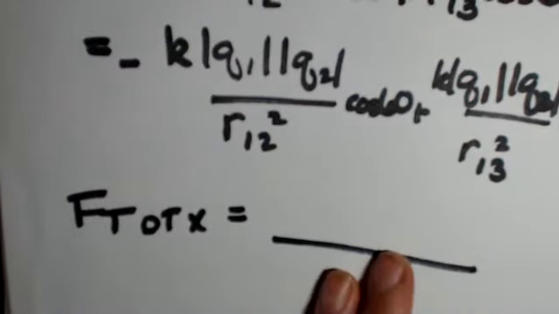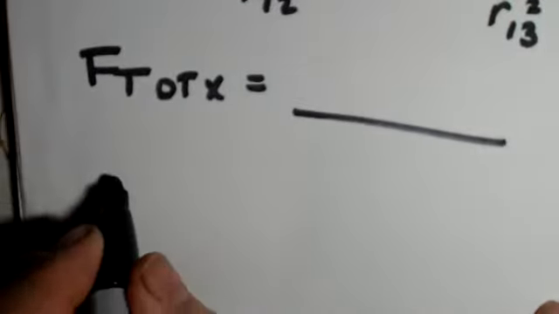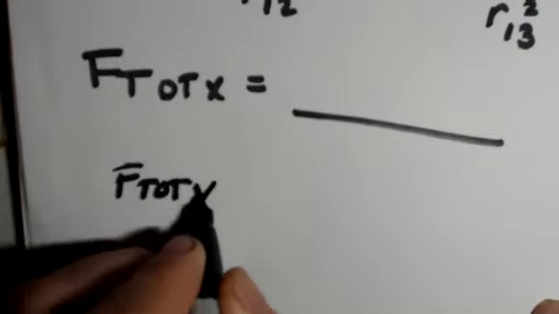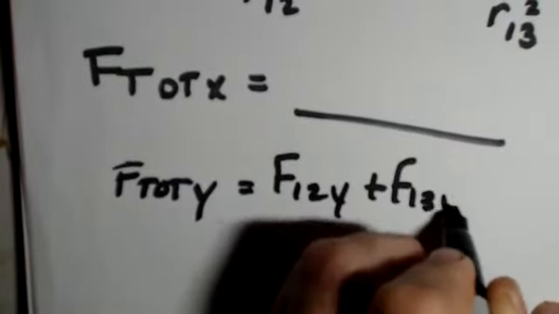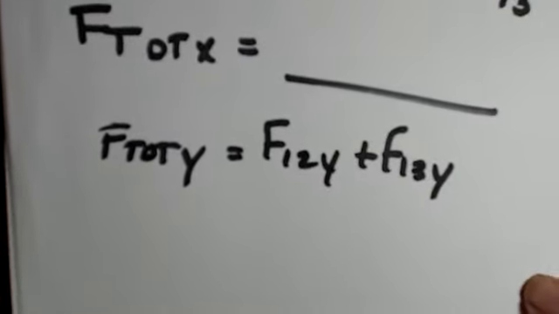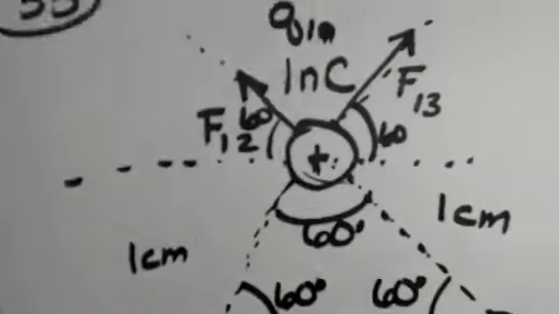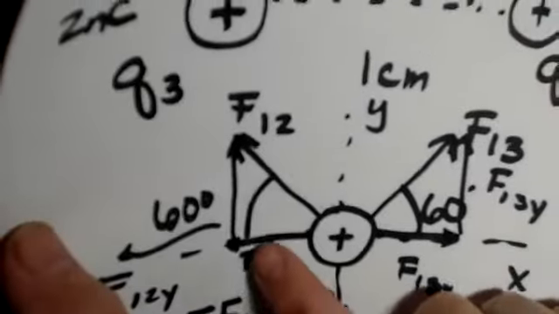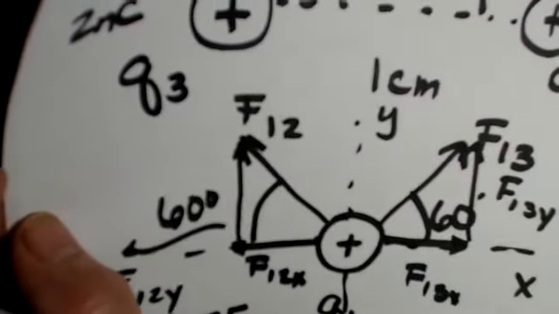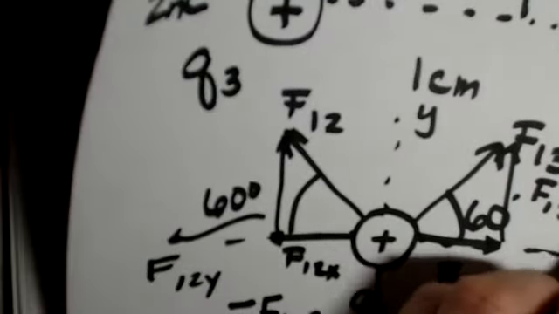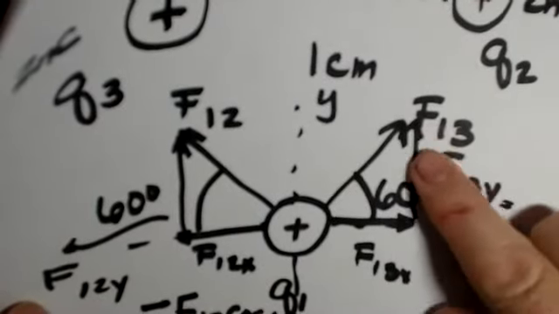Now, I'm going to do the same thing for the Y direction. So I've got F total Y is going to be F12Y plus F13Y. And that's going to be equal to, now, if I look at my picture from 600 years ago, these are both up. So these are both going to be positive. The Y component here is going to be times the sine of 60 because it's opposite the angle. So these are both positive.